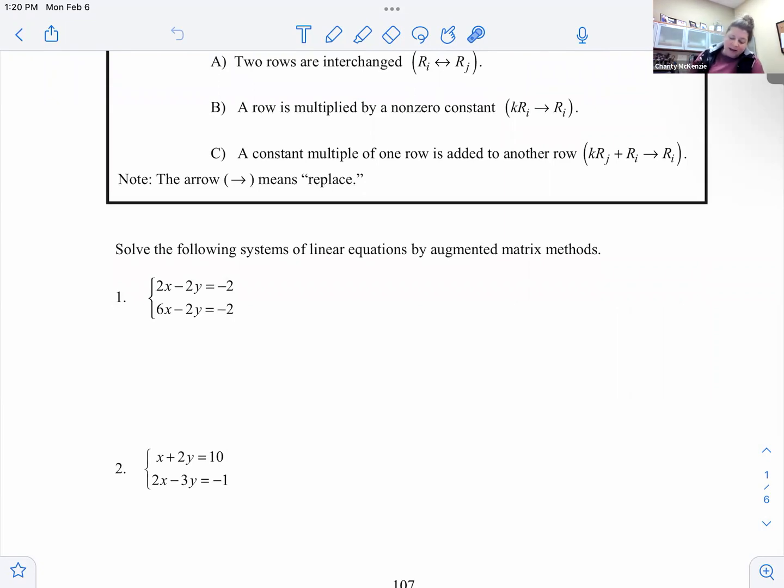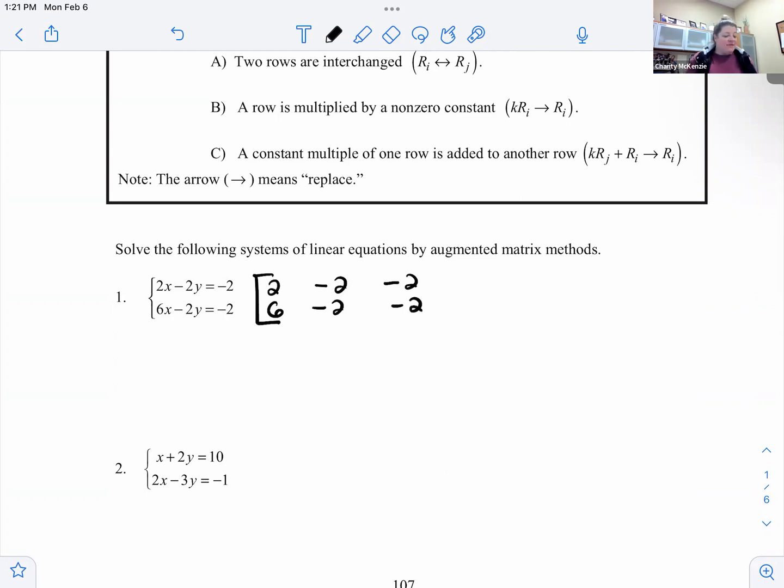Solve the following by augmented matrix method. So the first thing I need to do is write the augmented matrix. So what we're going to do is take what we see, and write it in matrix form. Okay, that is going to look like taking the numbers away for the first row, 2, -2, -2. Taking the numbers away from the bottom row will become 6, -2, -2.